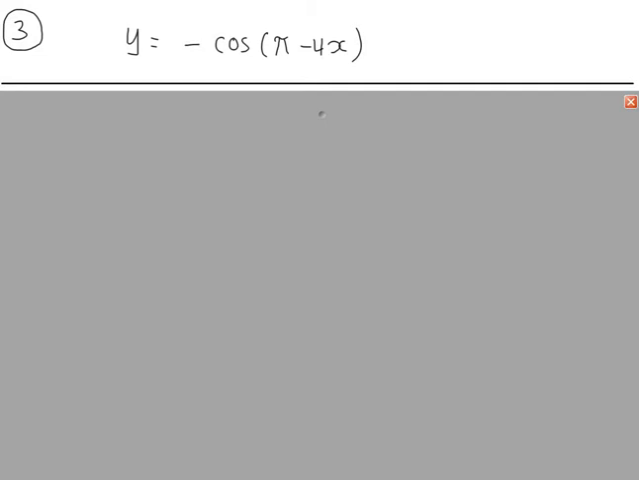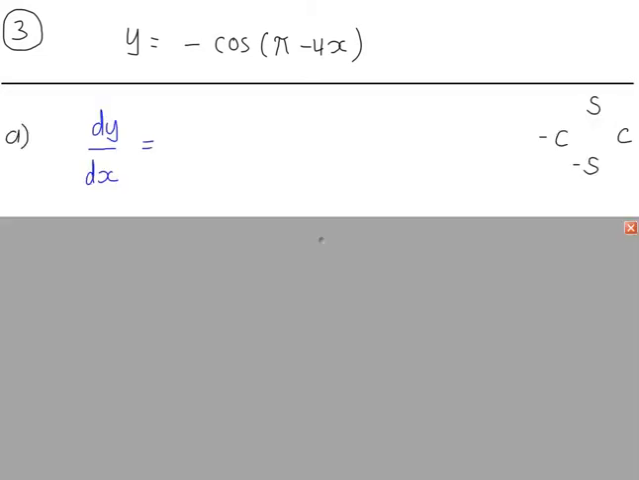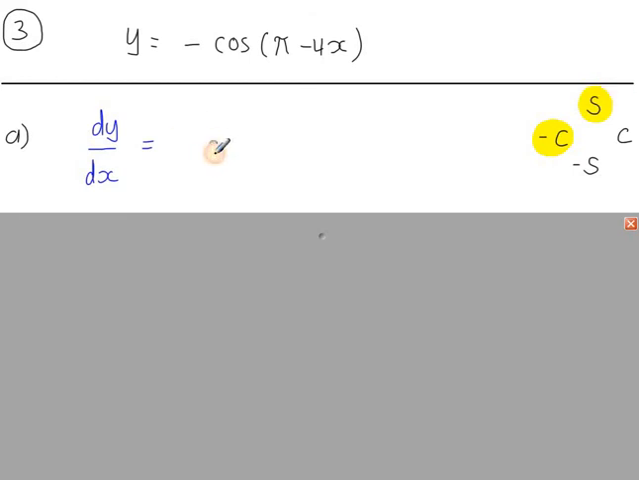Example 3, differentiating minus cos, which takes us from here to here. So we're going to get sine, positive sine. Same angle. Now we differentiate the angle and we multiply by it. Now pi is a constant. If you differentiate a constant, you get nothing. If you differentiate minus 4x, you get minus 4. We multiply by the minus 4.